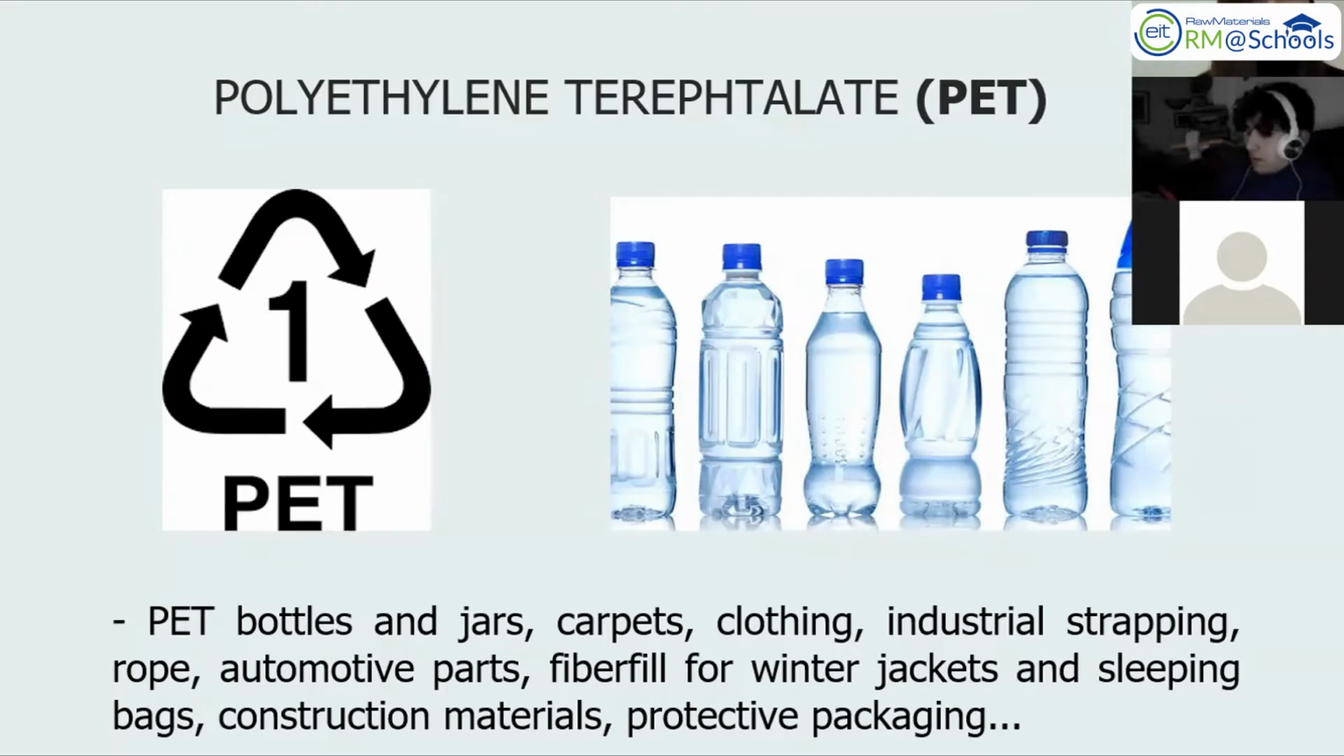Now we have some products made from PET. The most common are PET bottles and jars, carpets, clothing, industrial strapping, rope, automotive parts, fiber fill for winter jackets and sleeping bags, construction materials, protective packaging, etc.